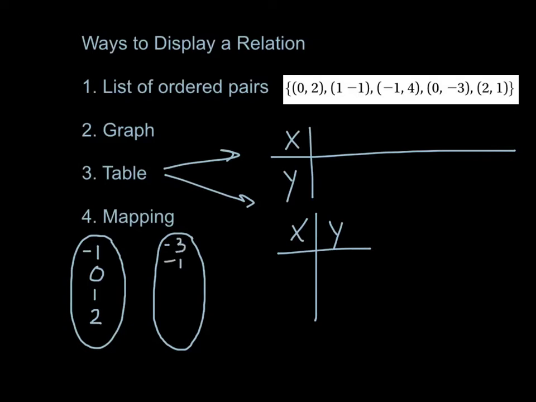-3, -1, 1, 2, and 4. So this is the beginning of a mapping. We make the two ovals. X is in the left oval, Y is in the right oval. And then you connect the ordered pairs with little arrows. So the -1 goes to the 4 because they're in the ordered pair together.